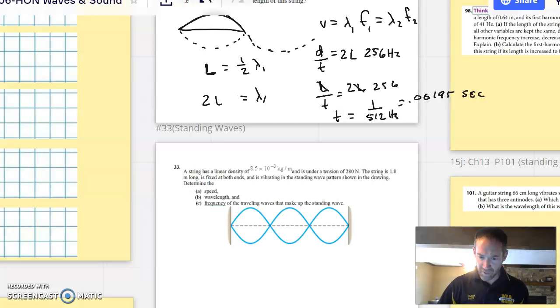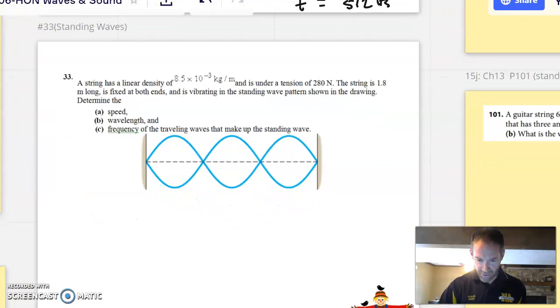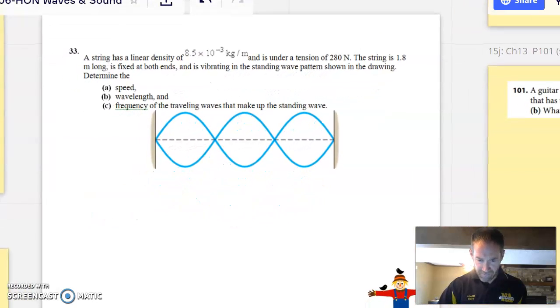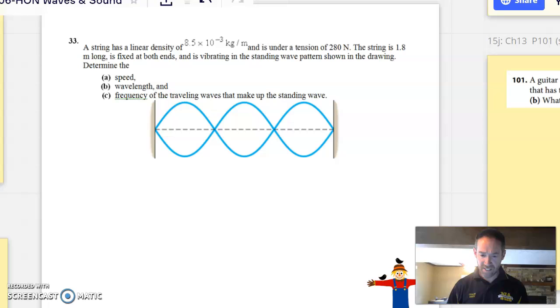This won't be a real long video. We actually just have one more example to go over, and it's this number 33. It says we have a string that has a linear density of 8.5 × 10^-3 kilograms per meter, and it's under a tension of 280 newtons. The string is 1.8 meters long. It's fixed at both ends, vibrating in the standing wave pattern as shown.